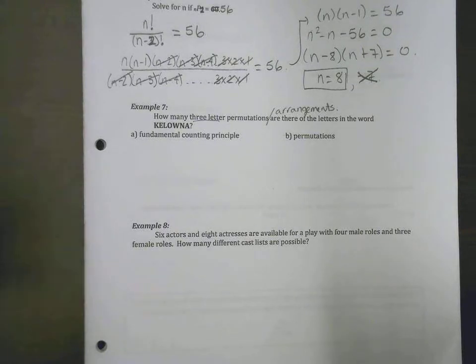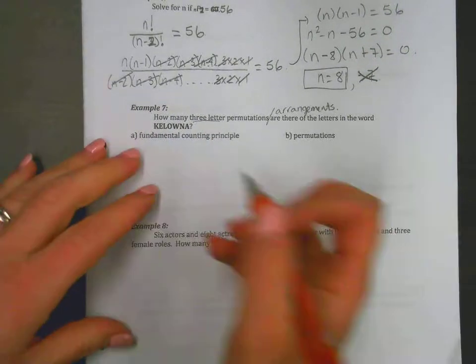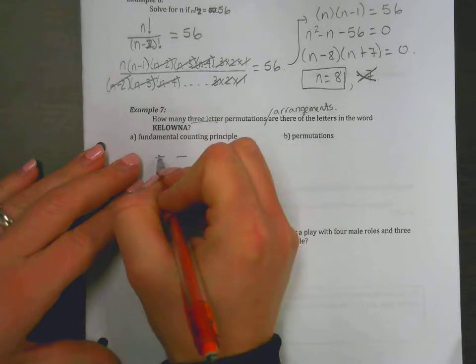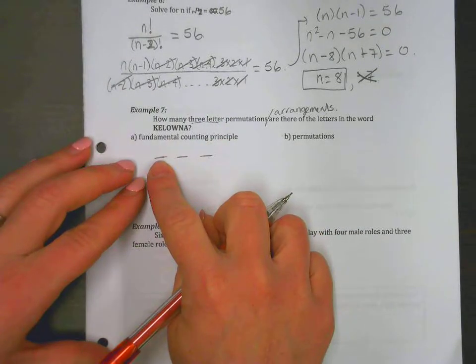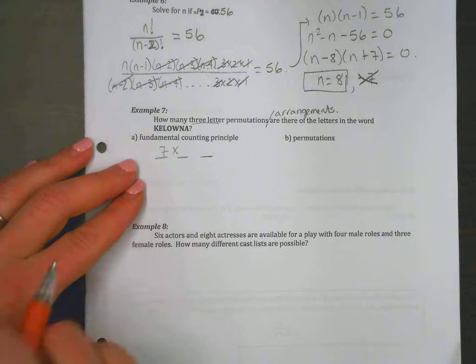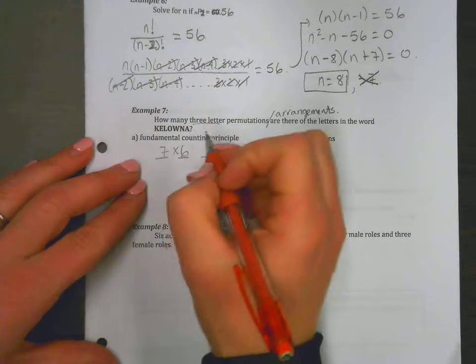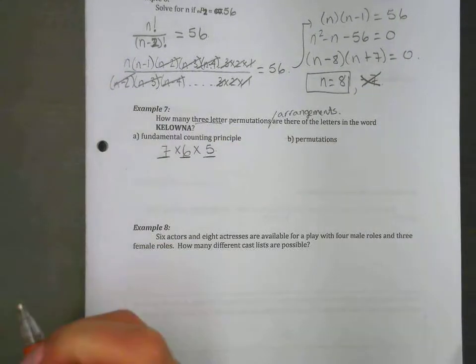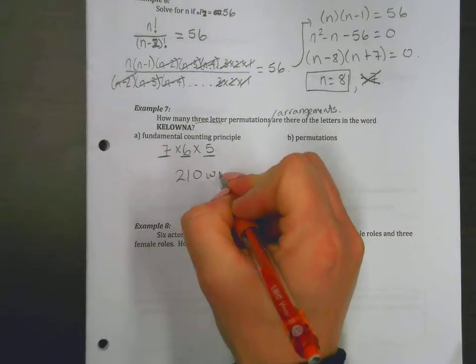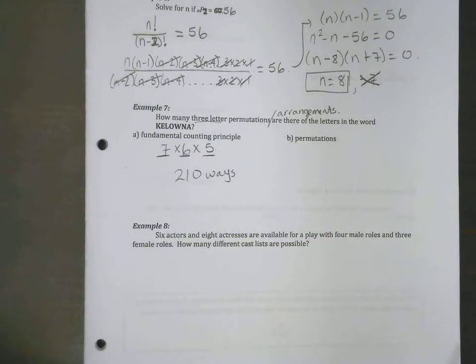The fundamental counting principle is when we draw these spaces and fill in these spaces. We're filling the first space with how many possible letters I could pull from, which would be 7. I'm assuming there's no repetition, so there's 6 letters left in the bag to pull from, times 6, times 5. So our answer would be 210 ways. This is using the fundamental counting principle, which I tend to always go to rather than permutations, but either is totally correct.